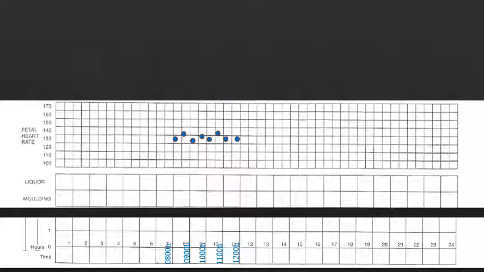If you notice at this point, at this area, this is the line representing 8 o'clock. This is the line representing 9 o'clock. So let's move on to the liquor and also the molding.